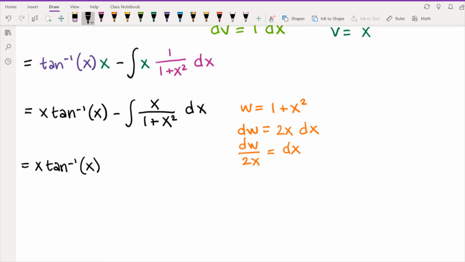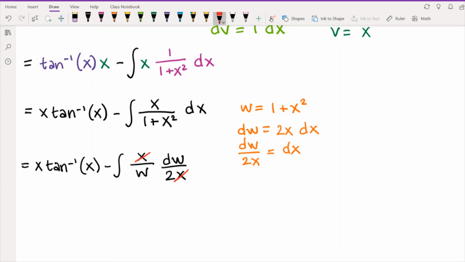Okay, so what are we going to do here? We're going to put in w instead of the denominator. So we end up with x over w, and then we have times dw over 2x.